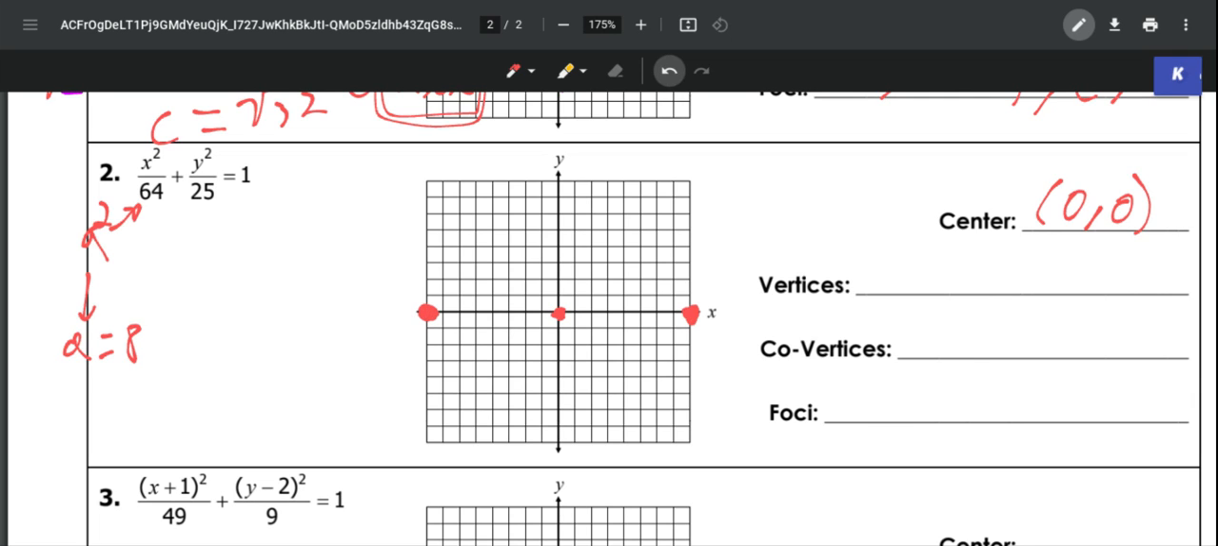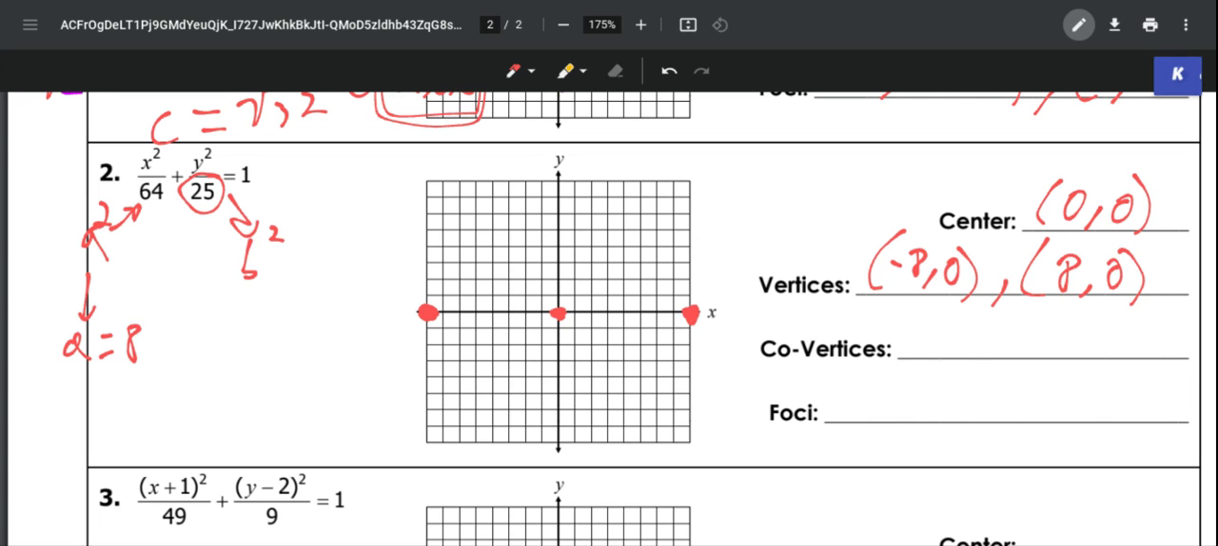So this is going to be a horizontal ellipse. It should be wider horizontally than it is vertically. So my vertices here are actually going to be -8, 0 and 8, 0. And it's probably easier just to count plus or minus a units, which is 8, so plus or minus 8 units to the right and left, and then just use those points as your vertices. So now my co-vertices come from the smaller denominator, which is 25.